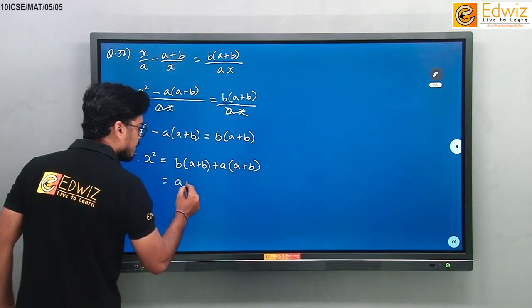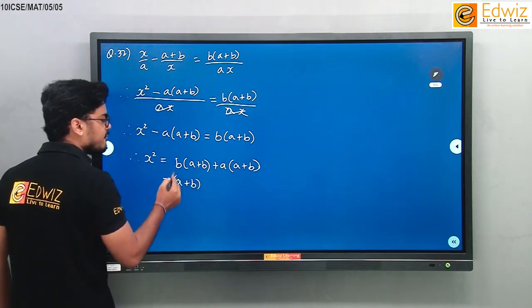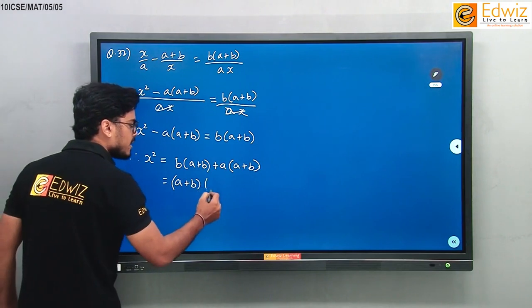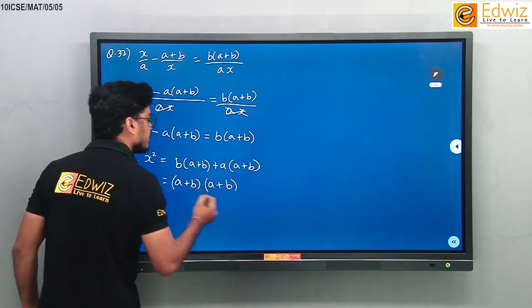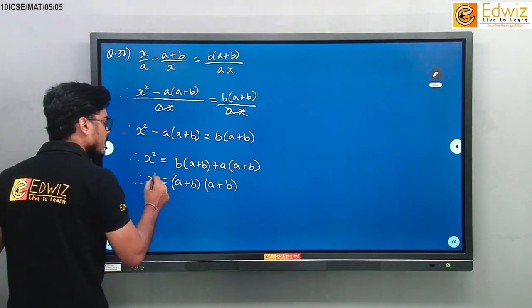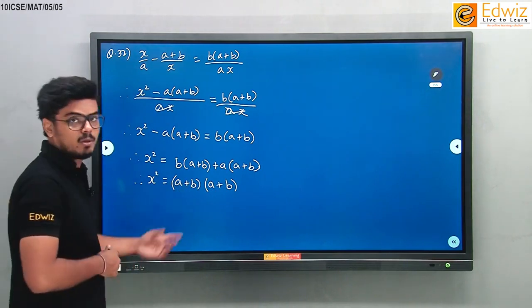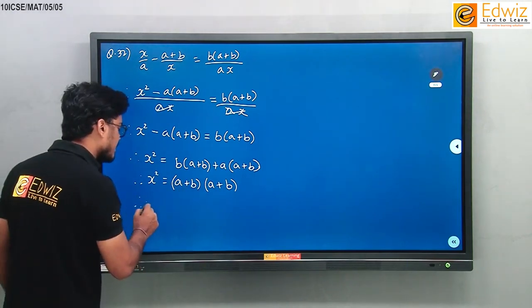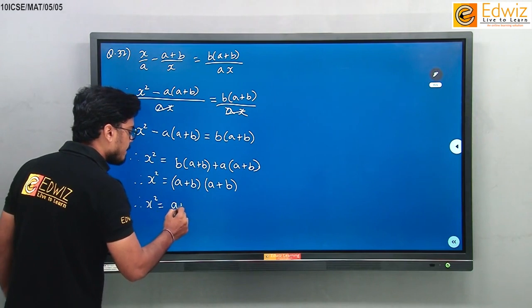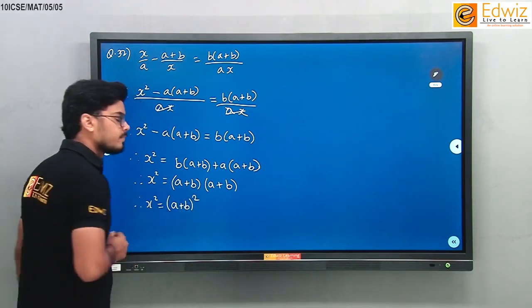So it will be a plus b in one bracket. What is left behind? B plus a, or you can just say this is also a plus b. Okay, so x square is equal to a plus b into a plus b, which means x square is equal to a plus b the whole square.